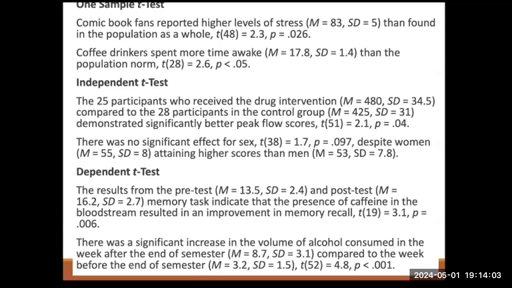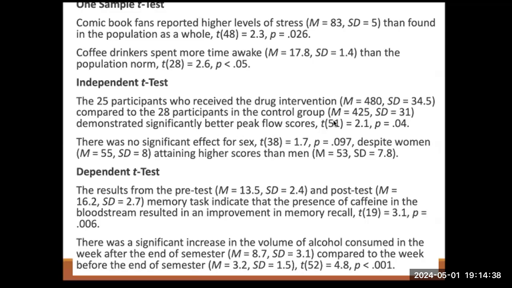For independent samples t-test, let's take a look at what that looks like. So in the one sample t-test, again, you would see in the results that their comparison is with a population norm. In the independent samples t-test, let's take a look. The 25 participants who received the drug intervention, and they give mean and standard deviation again, compared to the 28 participants in the control group, right, mean 425, SD equals 31, demonstrated significantly better peak flow scores.